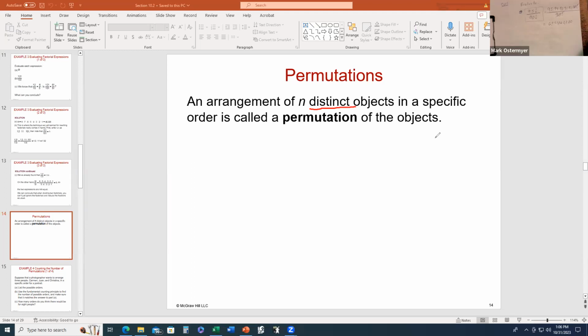They're all different. So a permutation is an arrangement of n distinct objects in a specific, here's the key, in a specific order, where order matters. This is called a permutation.